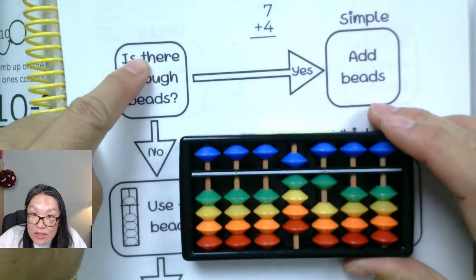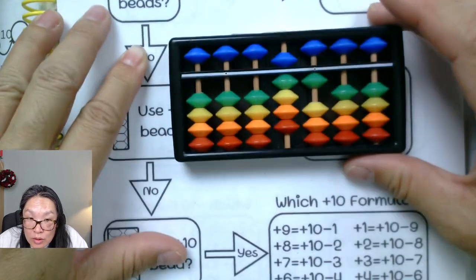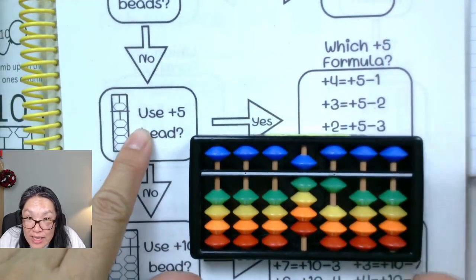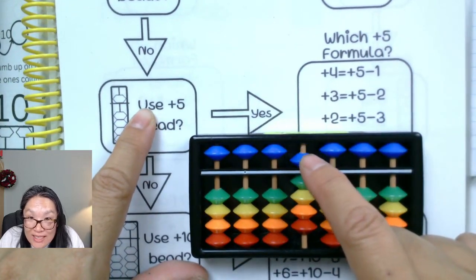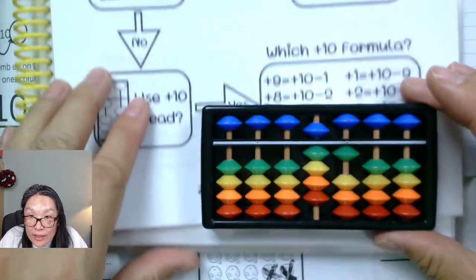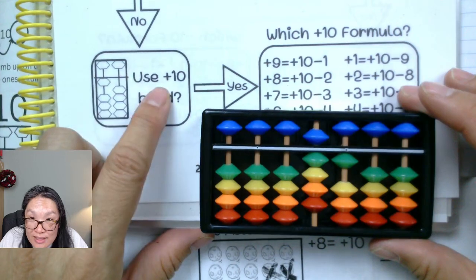1. Is there enough beads to add the 1? No. Is there enough beads to add the 5? No, because I cannot add the 5. I go here. I need to use the plus the 10.